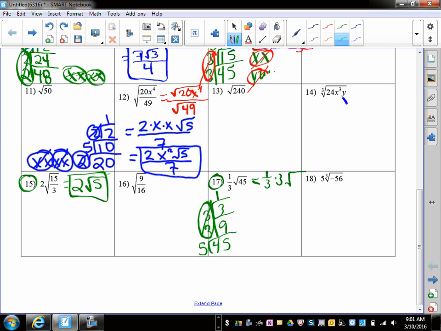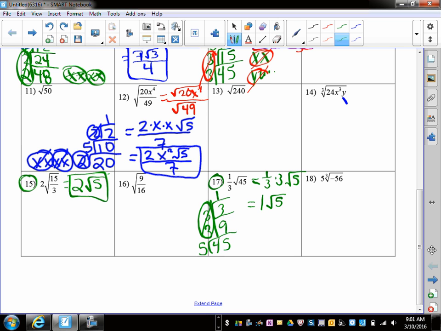What's left underneath? 5. And 1, but 5 times 1 is just 1. Okay, so let me simplify from here. What's 1/3 times 3? 1. Yeah, 1/3 times 3 is 1.